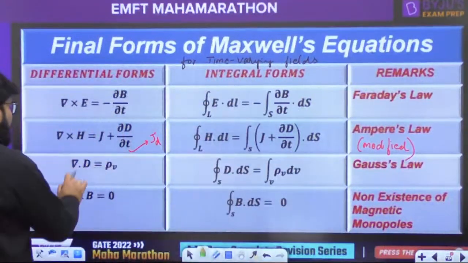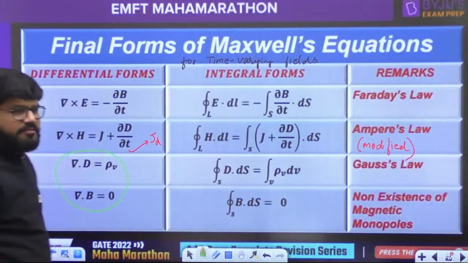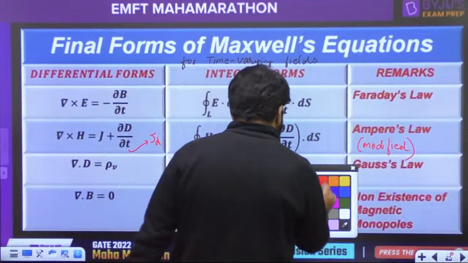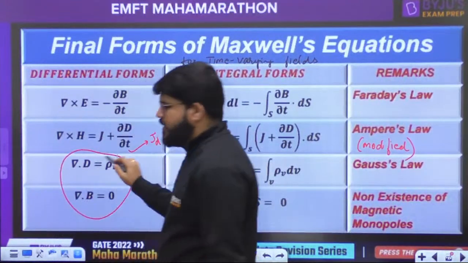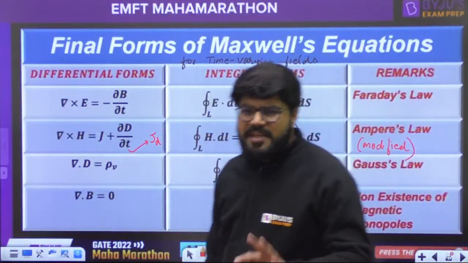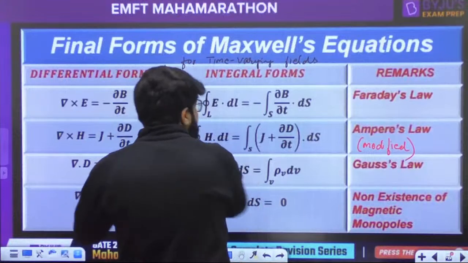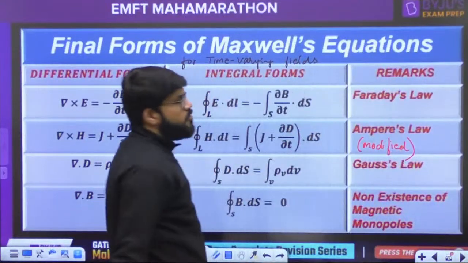Del dot D equal to rho V and del dot B equal to 0: these two are the same even for time varying fields. There is no change here. These two will remain the same for time varying fields also. So the curl relations will change. Why they change, we are not going into any derivation, but the final forms you must know, and which concepts these forms are related to, that you must also know.